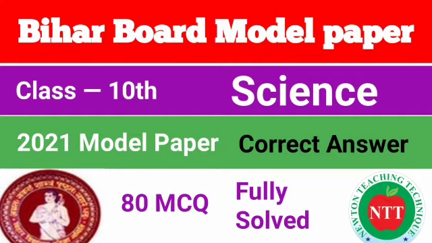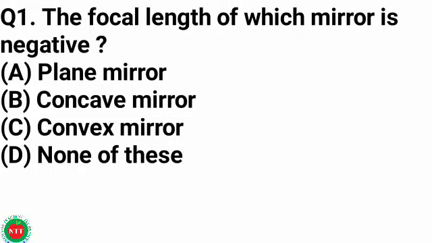Question number 1: The focal length of which mirror is negative? Plane mirror, concave mirror, convex mirror, none of these. And the right answer for this question is concave mirror. The focal length in a concave mirror is negative.